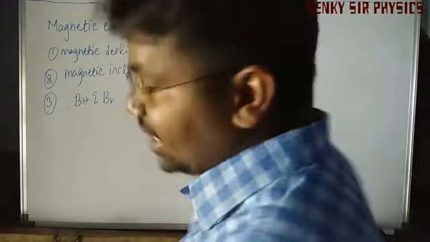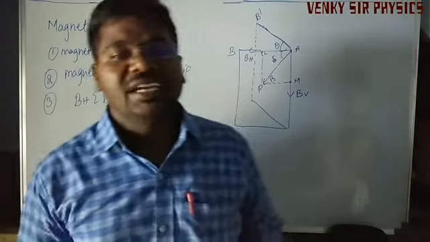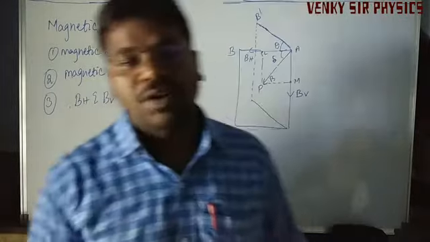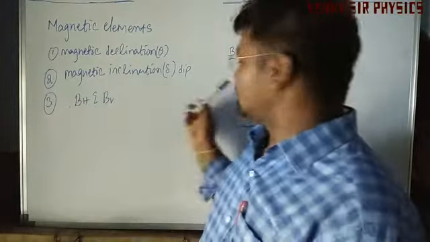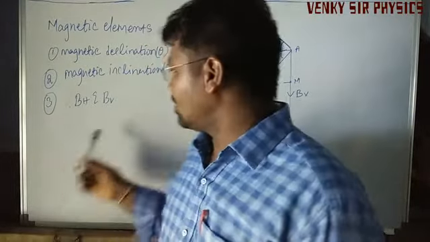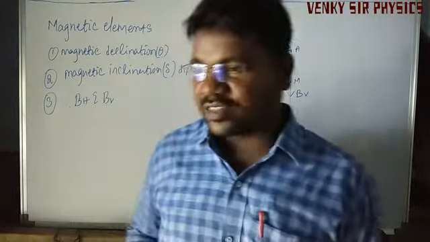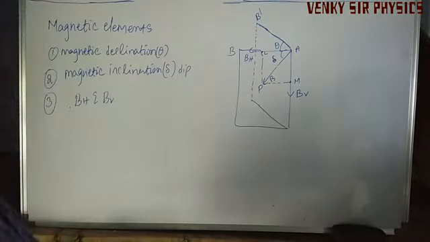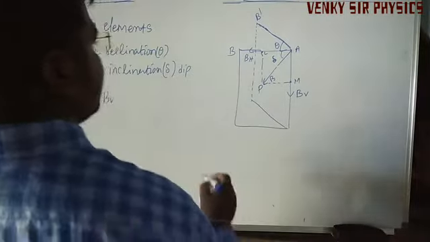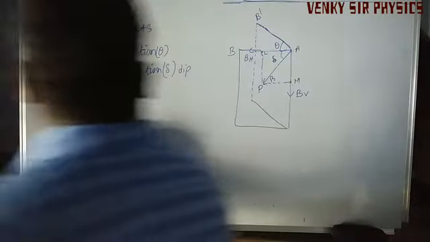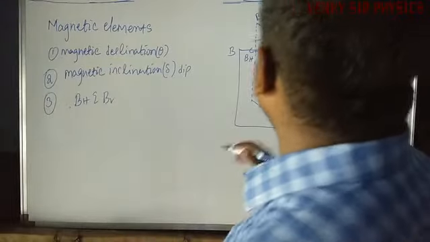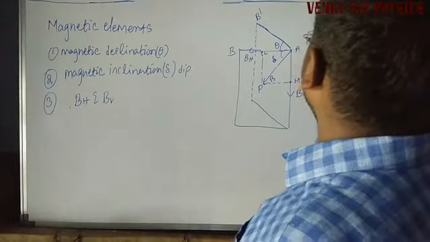Third one, horizontal and vertical components of the earth's magnetic field. From this diagram we have to derive the magnitude and the direction. How can we find the horizontal and vertical components of the earth's magnetic field? See here, we need one diagram. From this diagram I will change some small elements.